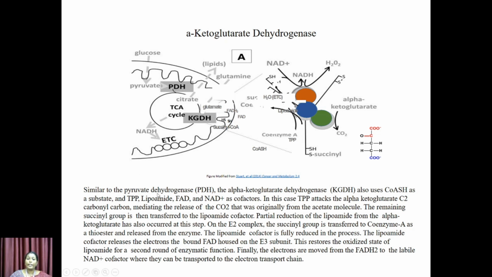These are pyruvate dehydrogenase enzymes that alpha ketoglutarate dehydrogenase also uses. CoASH substrate, TPP, lipoamide, FAD and NAD plus are the cofactors used in the TCA cycle. Okay, this is the E1 complex, E2 complex and E3 complex. These E1, E2, E3 are subunits in the Krebs cycle.